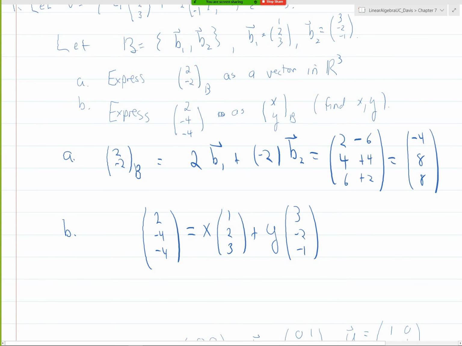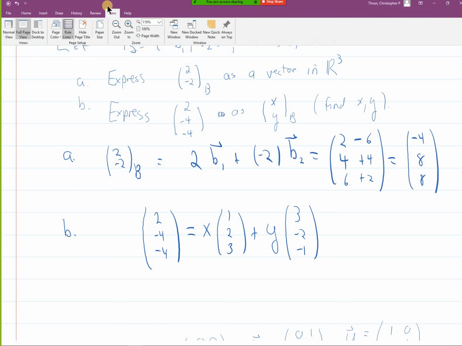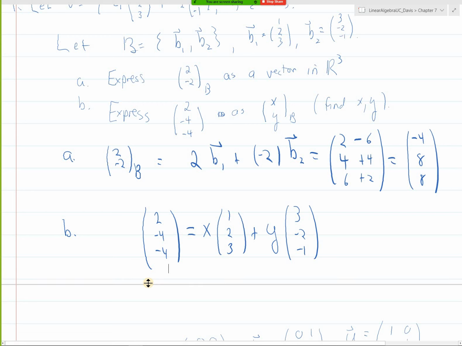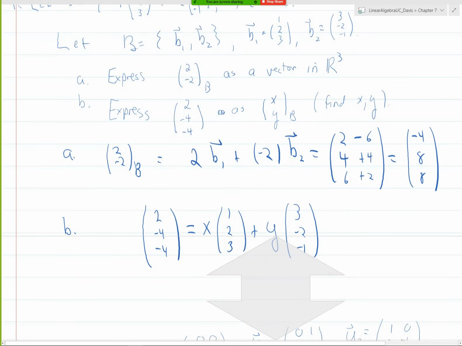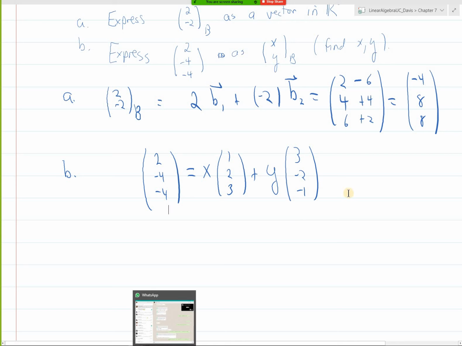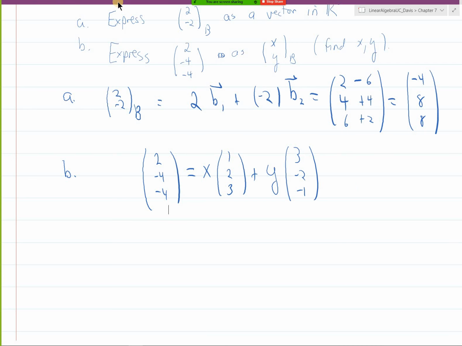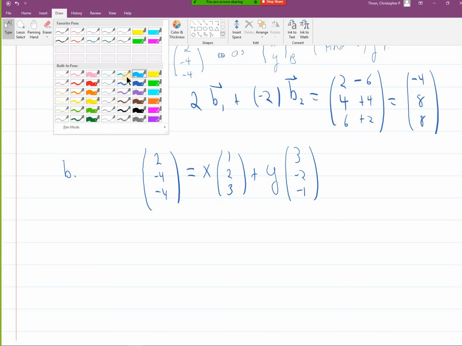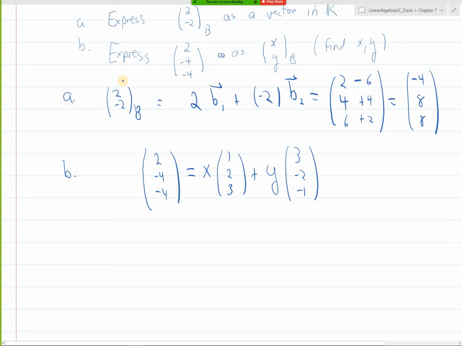Well, we got three equations there, right? So x plus 3y equals 2. Yeah, we could do that. But I think one of the things we've been learning is that instead of going from matrices to equations, you want to go from equations to matrices. So how would we do that? Is it going to be an augmented matrix? We can do that, yeah.